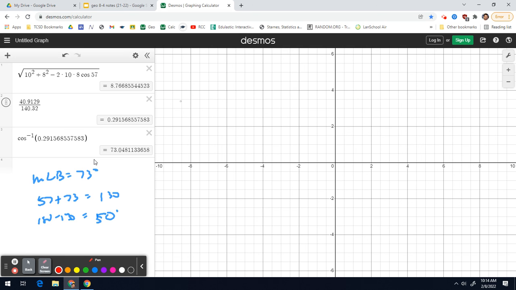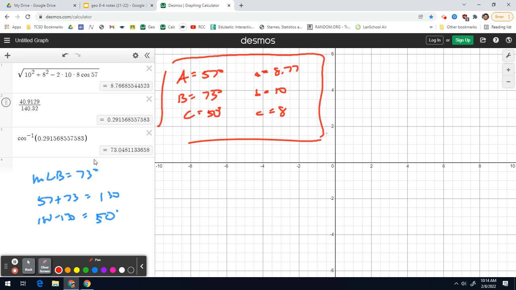So the answer to our problem, again, I'm going to use capital letters for the angles to be lazy. So angle A is 57 degrees, angle B was 73 degrees, angle C was 50 degrees. And then the measure of side A we found to be 8.77. B was given to us as 10, and C was given to us as 8. And that would be solving the triangle.